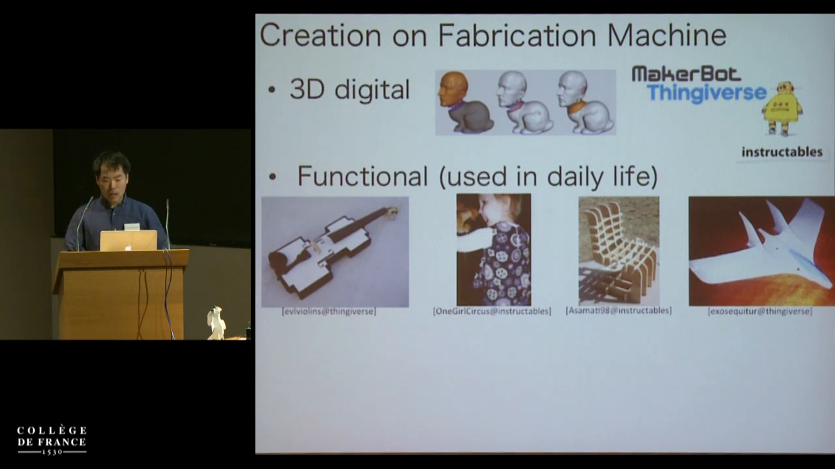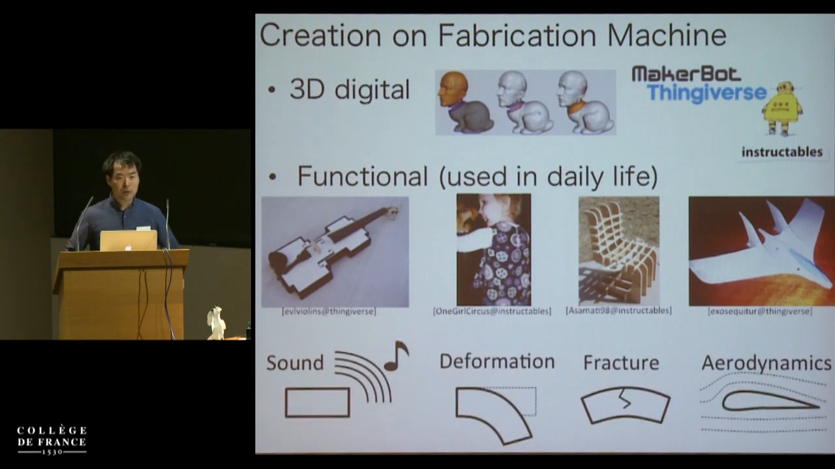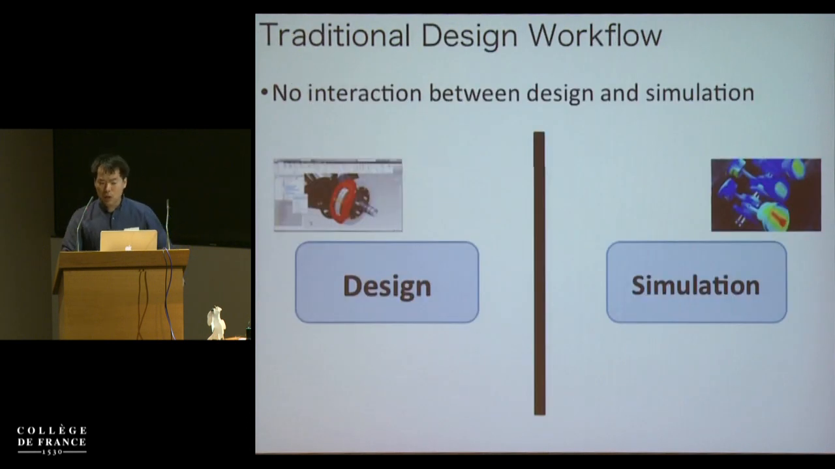These are good, but designing these functional objects is difficult because we have to take care of physics while designing, like sound physics, deformation, fracture, and aerodynamics. The traditional design workflow for such a functional object uses a design tool such as a CAD system and a simulation tool such as a CAE system.